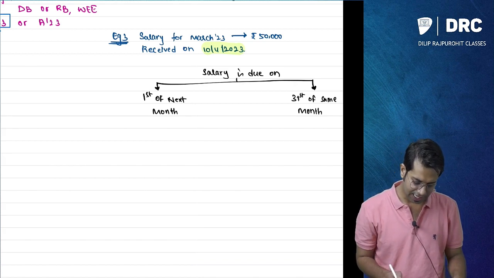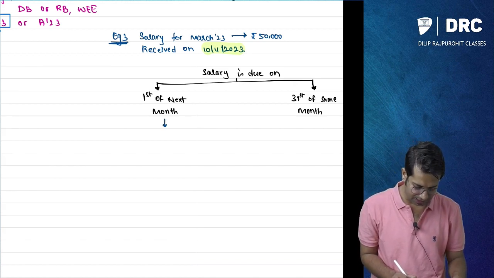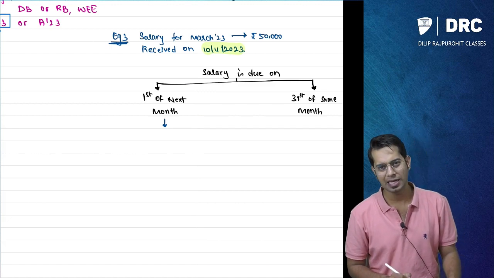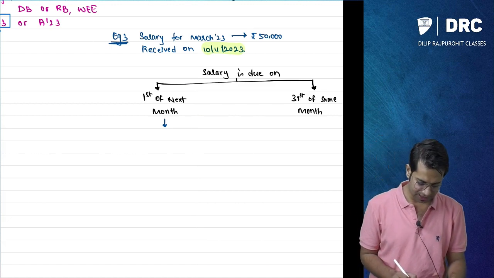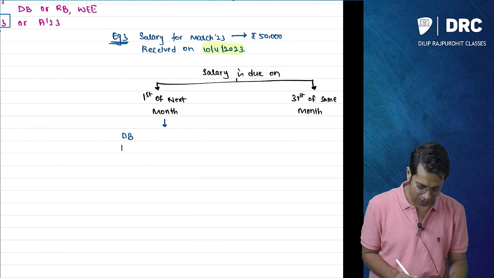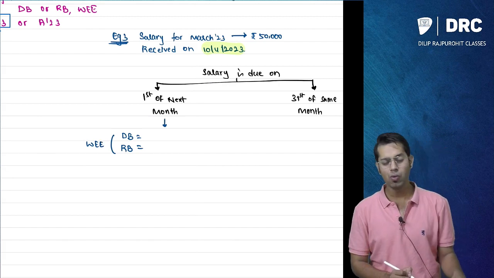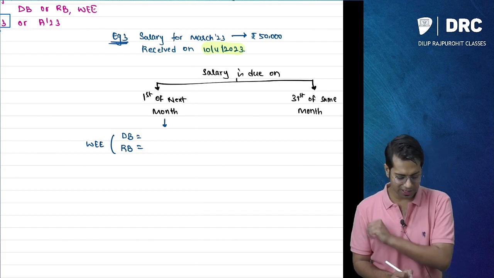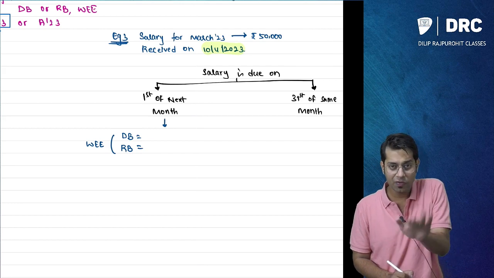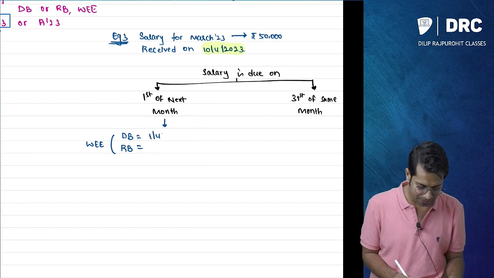Sir, you said salary is taxable on due basis or on receipt basis, correct, sir? Correct. Sir, in the first case, I'll write the provision: salary is taxable on due basis or on receipt basis, whichever is earlier. I should compare both of them and take whichever is earlier. Now what is the due date for the salary in the first case? It is due on 1st of next month. Can I say the due date is 1st of April 2023 and it is received on 10th of April 2023?